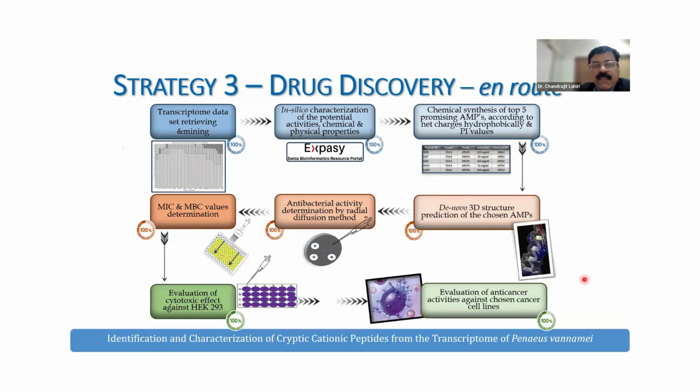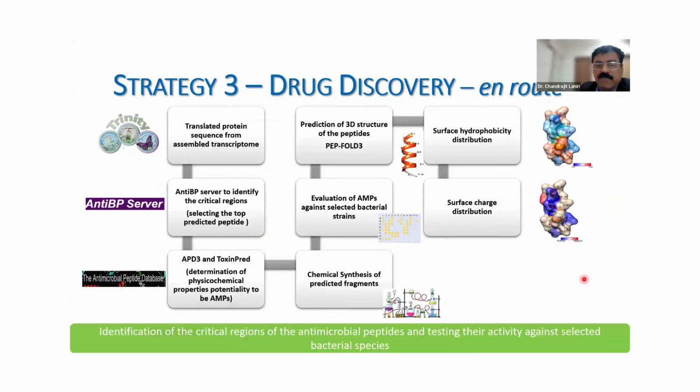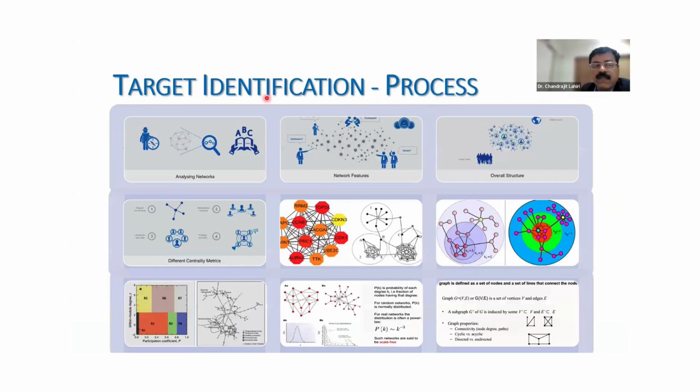And then there's another drug discovery route through some kind of transcriptome analysis, which I'm not going to talk about in this particular case today, because it would be unnecessarily dragging the talk. We'll just focus on the first strategy of mine, and we'll talk about how I have developed the processes and the models. So the target identification is my first strategy, as I was trying to tell you.